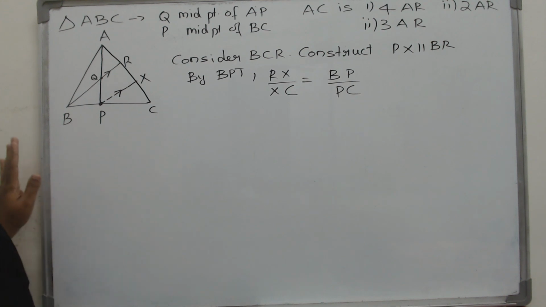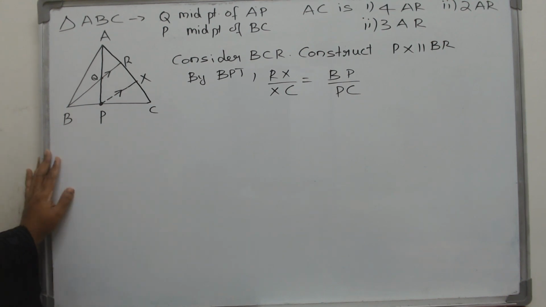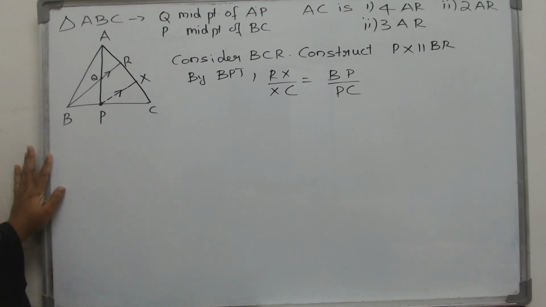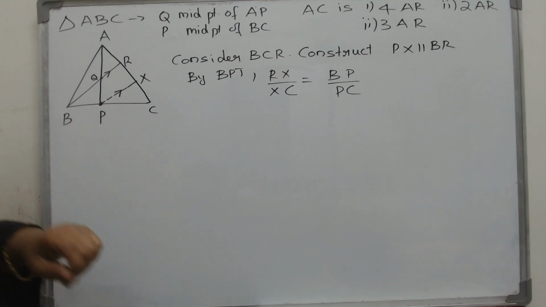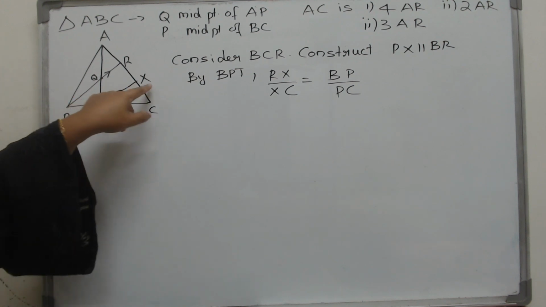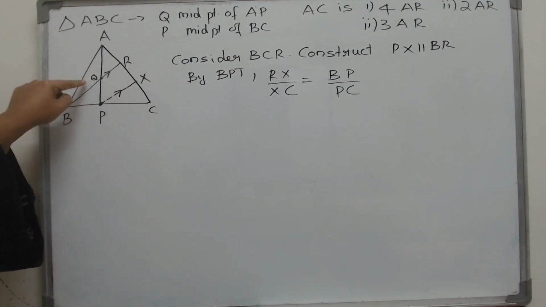But then we do not have such a line. So what will we do? We will construct such a line. Construct a line PX. Suppose it meets RC at some random point X. Construct PX parallel to BR.